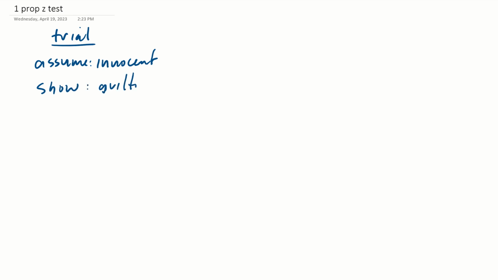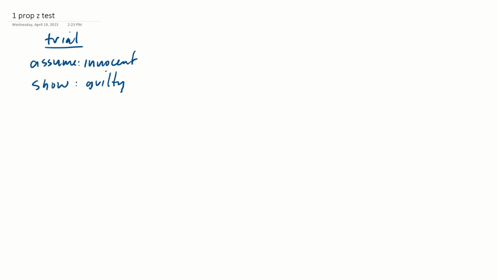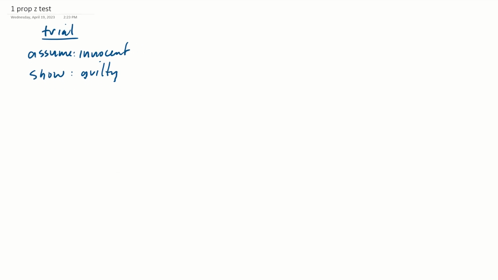Okay, let's talk one prop z-test, or one proportion z-test, and we're going to start that off by talking about a trial. In a trial, we always assume that you're innocent, and we're trying to show that you're guilty. Okay, that's our normal order of operations in a court of law.